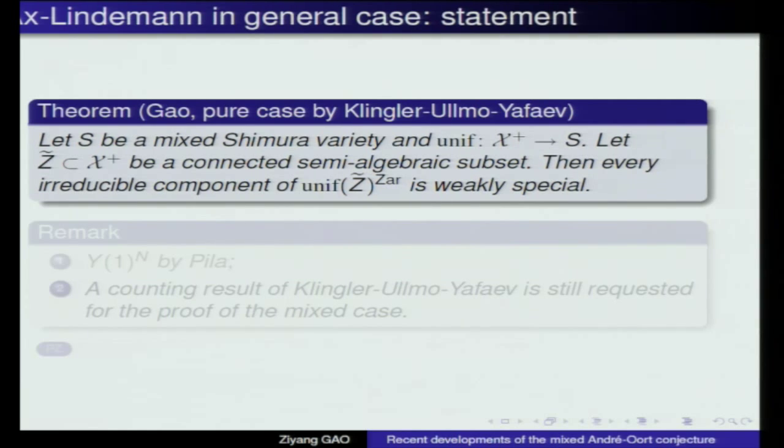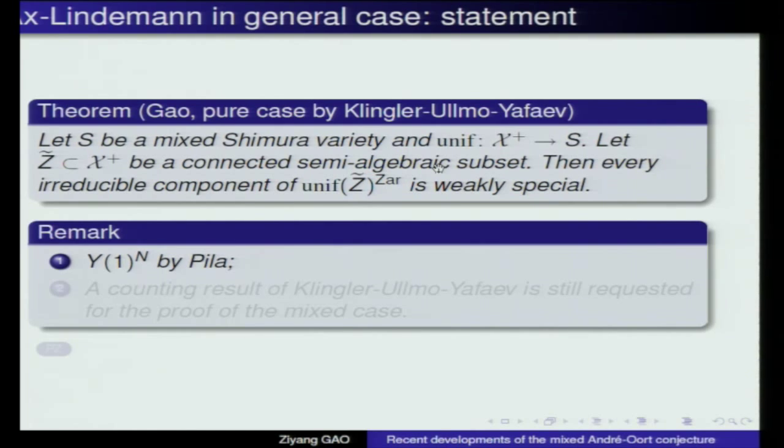So it's highly transcendental. Now let's take Z tilde, a connected semi-algebraic subset inside X^+. And we want to study the image of Z tilde under this uniformization. Since this uniformization is transcendental, the image a priori could be as bad as possible. So the first step to study the image is to take the closure of it, and here we take the Zariski closure. Then the theorem says that every irreducible component of this Zariski closure must be weakly special.